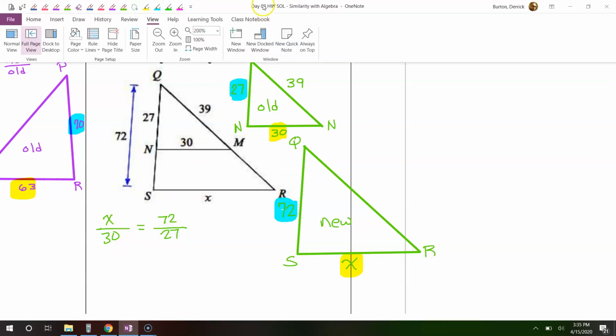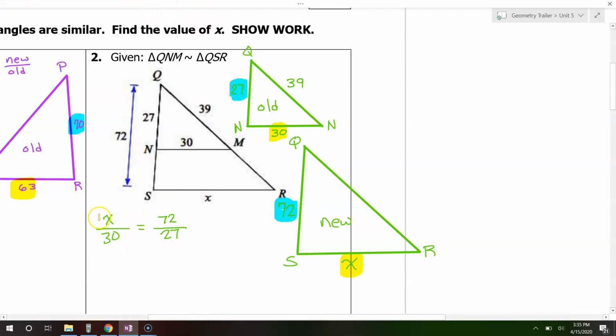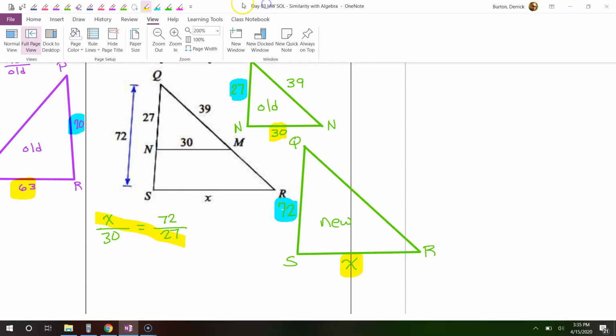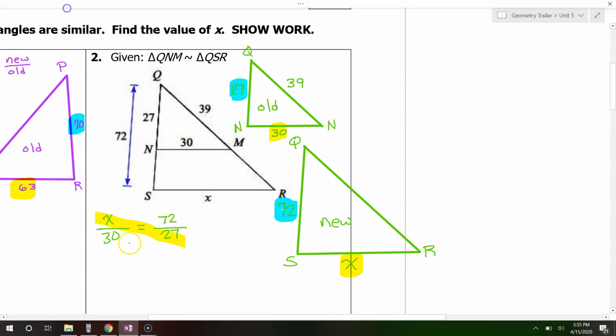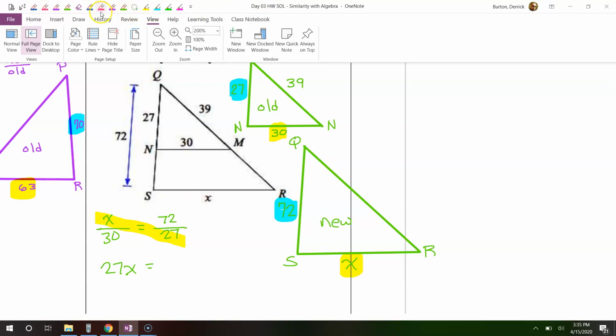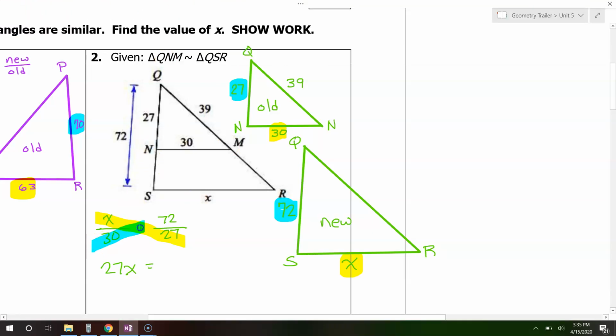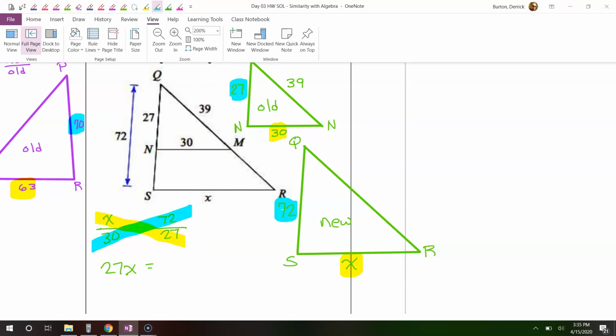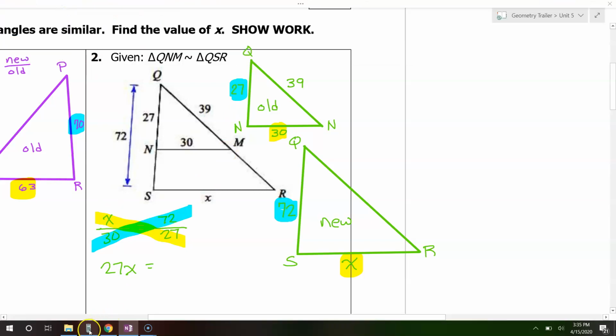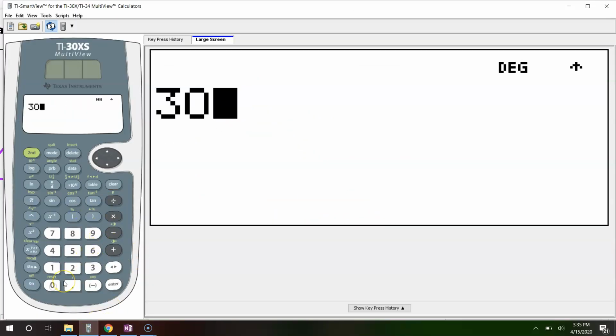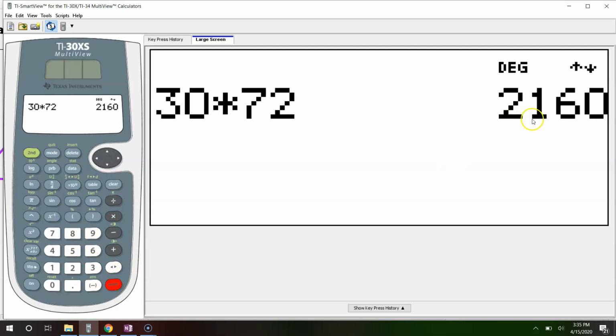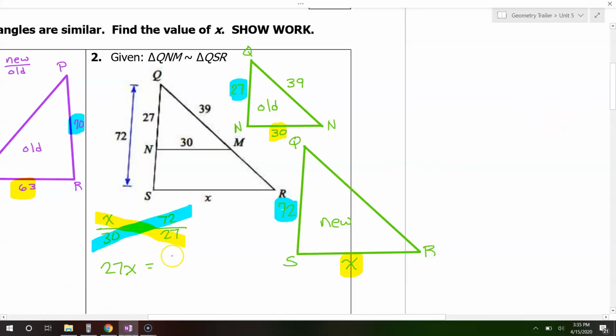And then we just cross multiply. So when I write my next equation, I'm going to multiply the down diagonal, and of course that will just be 27x, and then I will multiply the up diagonal, whatever 30 times 72 is, and I just put that in the calculator. 30 times 72, that's 2,160.